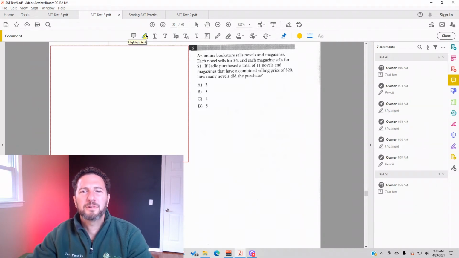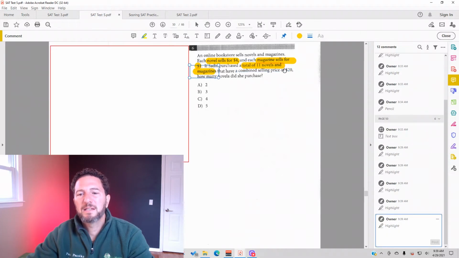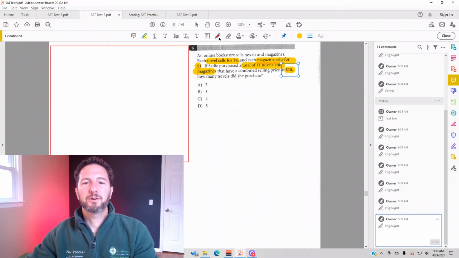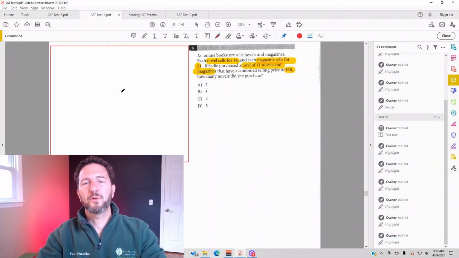My name is Paul Pasulka, Ivy Masters Learning Center and IvyMasters.com. And today we're going to look at Test 5, Section 4, Number 6, which reads, an online bookstore sells novels and magazines. Each novel sells for $4. Each magazine sells for $1. If Sadie purchases a total of 11 novels and magazines that have a combined selling price of $20, how many novels did she purchase? So, like I said, we're going to look at this two different ways.